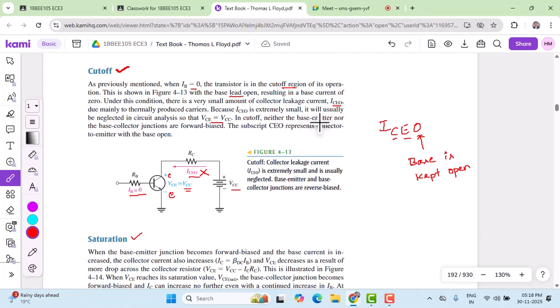In the cutoff region, neither the base emitter nor the base collector junction is forward biased. Both of them are not forward biased, so both junctions remain reverse biased. The junction between the collector and the base is reverse biased, and the base emitter junction is also reverse biased, with zero applied voltage. This is the status in the cutoff region. Both are reverse biased. And the subscript, we already told about this: the CO subscript for the current is a current flowing from the collector to emitter when the base is kept open. So this is the diagram which shows the BJT operated in the cutoff mode.